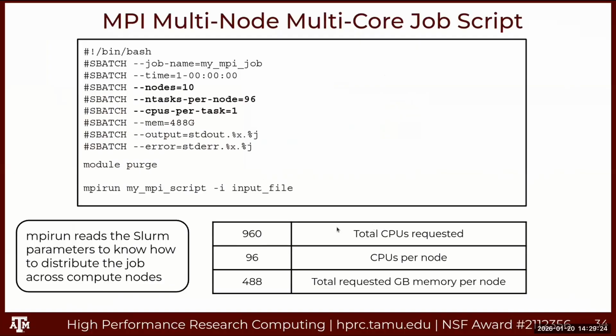Here's an example. Basically, you're using 90 tasks, 10 nodes, one CPU per task. So you're using 960 total CPUs, 96 per node, and it's 488 gigabytes per node. This is an MPI example where you would set ntasks to 96.